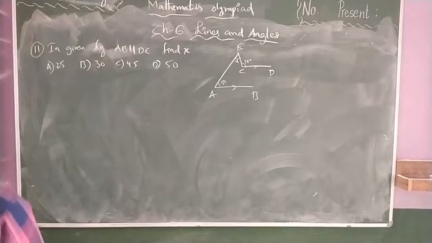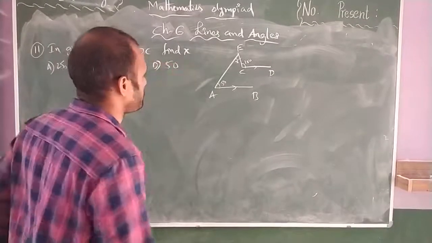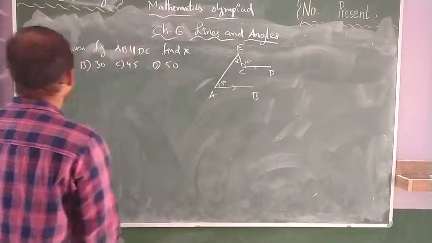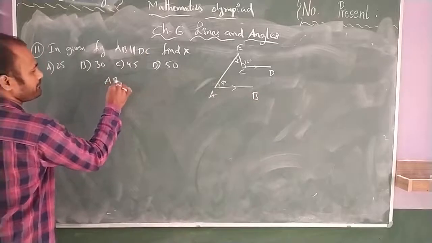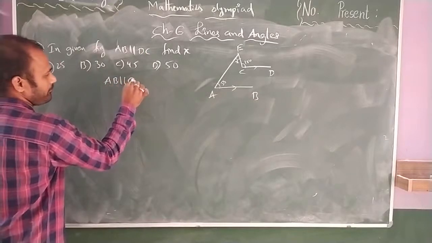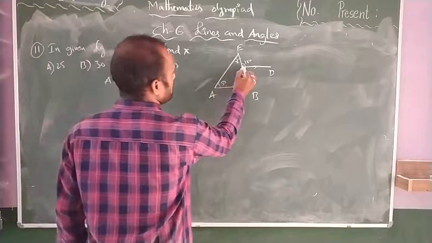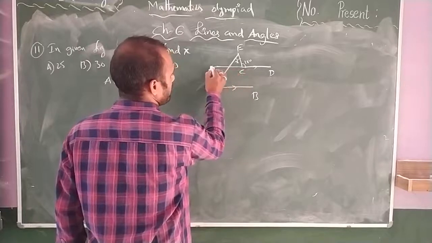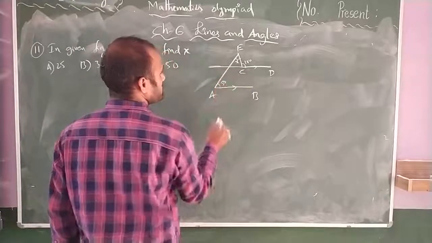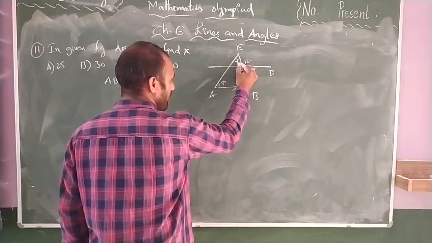Let us see the 11th question. In the given figure, AB is parallel to DC, find X. We need to find out its value. So for that, we know that AB is parallel to CD, AB is parallel to DC or CD. So I will extend this up to this. So I have extended this. So here it will form a linear pair, so it will be 80 degrees.